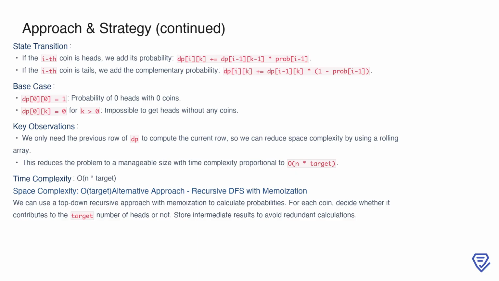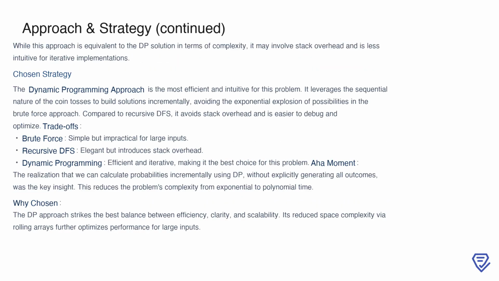As a result, the time complexity is proportional to O(n * target), and the space complexity can be reduced to O(target). An alternative approach involves using a recursive depth-first search with memoization. Here, for each coin, we recursively decide whether it contributes to meeting the target number of heads. Memoization stores intermediate results to prevent redundant calculations, ensuring the solution remains efficient. Although the recursive DFS with memoization is equivalent to the dynamic programming solution in terms of time complexity, it introduces stack overhead and is less intuitive for iterative implementations.